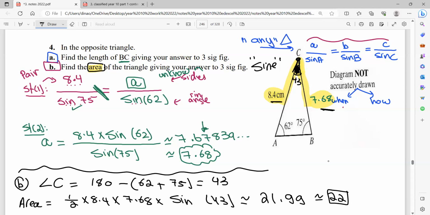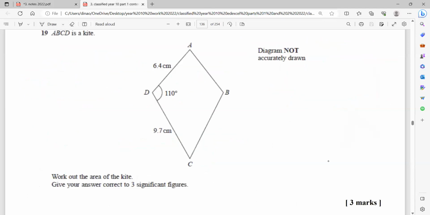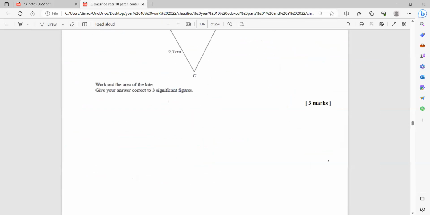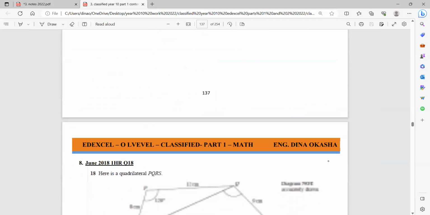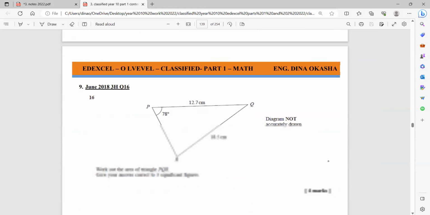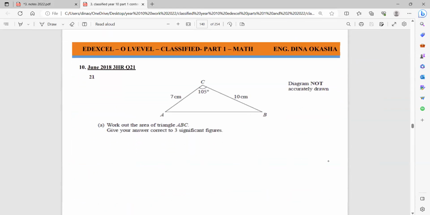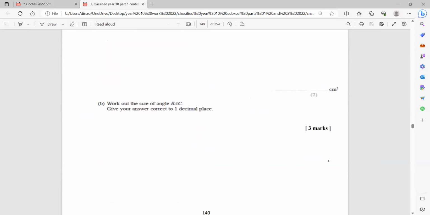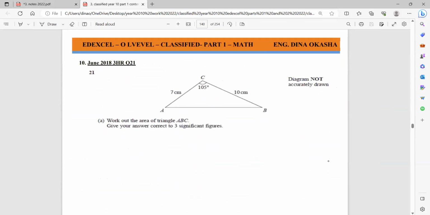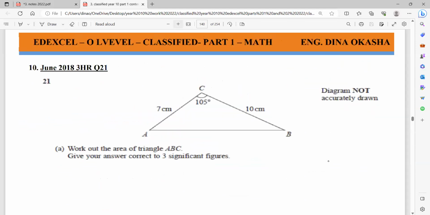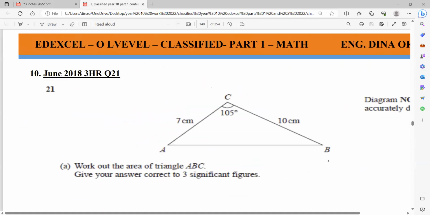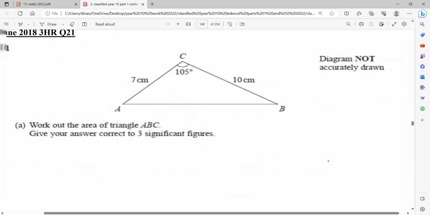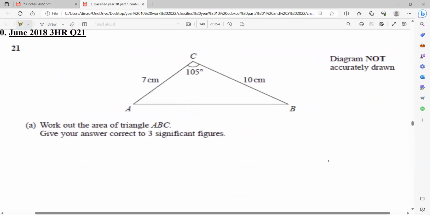Okay, let's go to classified part 1. We will do this, but it's not what I want to do right now. Classified part 1, if you are using my notes, let's look, where did it go, here. If you are using my notes, classified part 1, page number 140. As you can see, this is a very basic example that says calculate the area of this triangle over here. Now, what do I look for immediately?